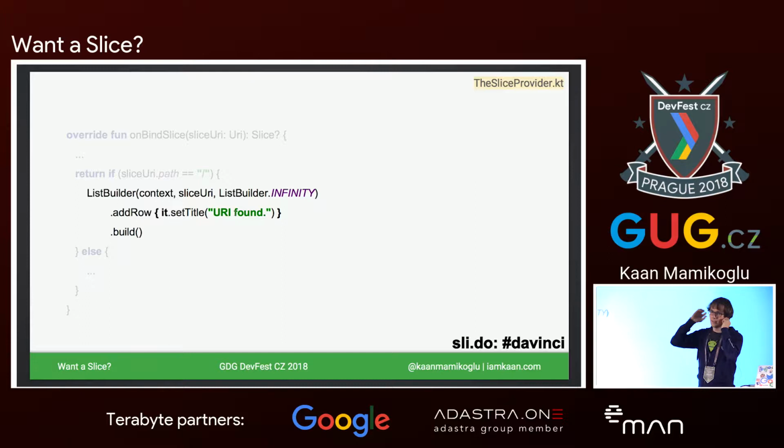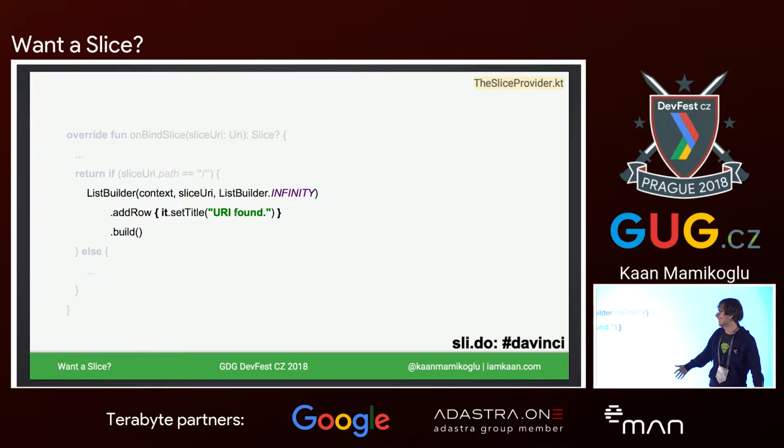So infinity means just display it as long as the slice viewer is there. So once the slice is displayed, it will not automatically disappear. Or you can just give time duration in milliseconds. Basically, it just takes a long. And then the next line is adding a row. Like I said, this is a list. So basically, it needs at least one row.